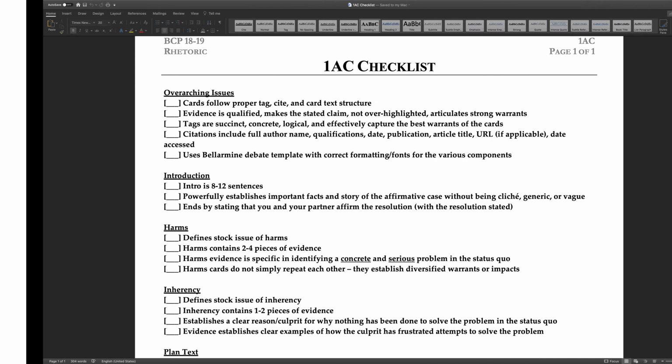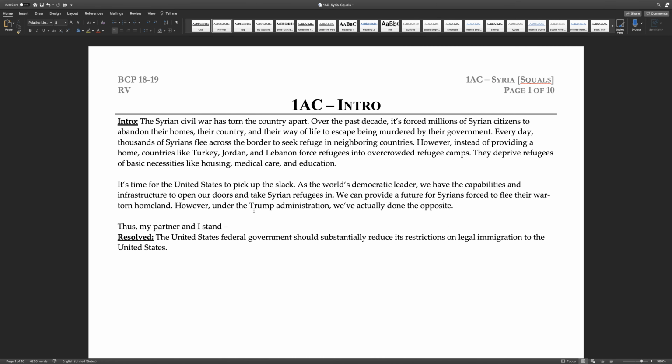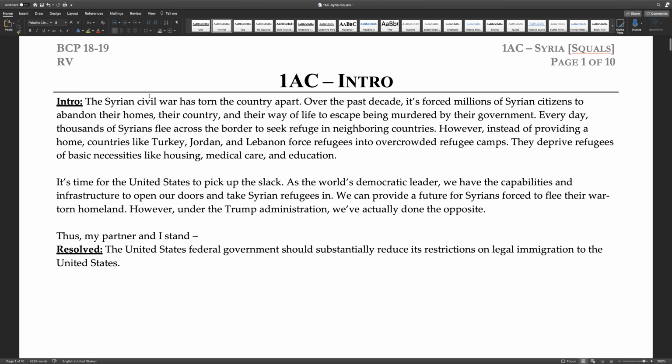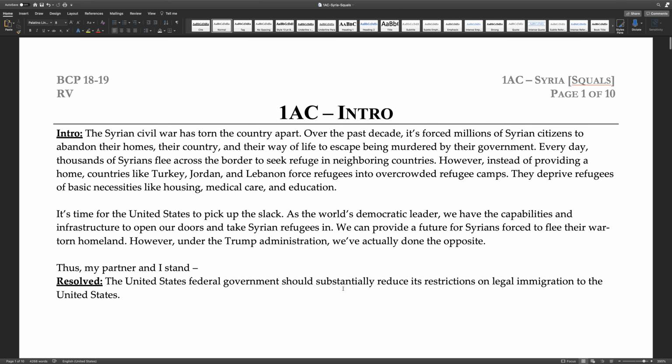Actually, let's real quick take a look over here. So just notice what this looks like, right? In this intro, this was about immigration reform. You can see here, should substantially reduce its restrictions on legal immigration. This affirmative was about letting Syrian refugees into the United States. Notice the intro provides some background info on the Syrian civil war.